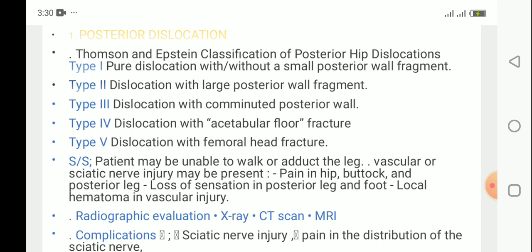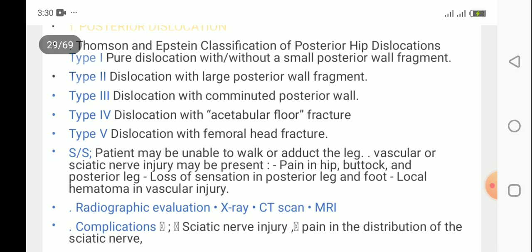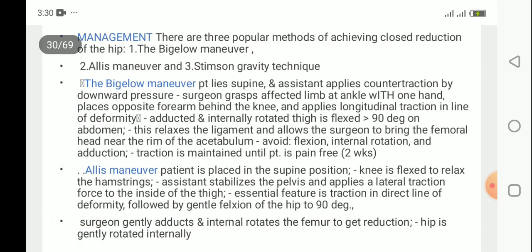Usually the signs and symptoms are that the patient is unable to walk or adduct, and there is nerve injury, pain in the hip and buttock, and loss of sensation, and sometimes local hematoma can also be seen. This can be diagnosed by means of X-ray, CT scan and MRI. The complications here are sciatic nerve injury and pain in the distribution of the sciatic nerve.